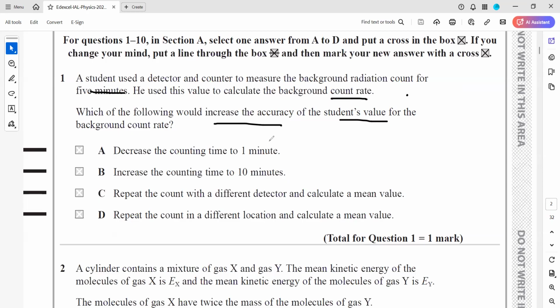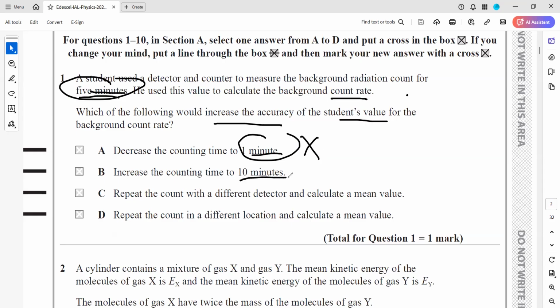Decrease the count time to 1 minute. Look, as we just discussed in Unit 6, if we collect more results, we'll be more certain about our results. So we'll have lower uncertainty or greater accuracy. He recorded for 5 minutes, but instead he should record only for 1 minute. If he records for 1 minute, he will have fewer results, so that will give a higher uncertainty.